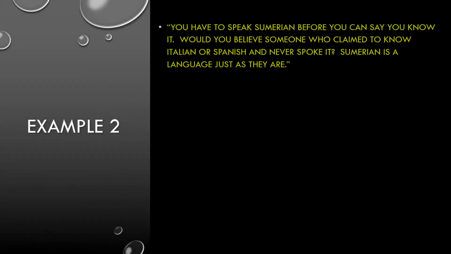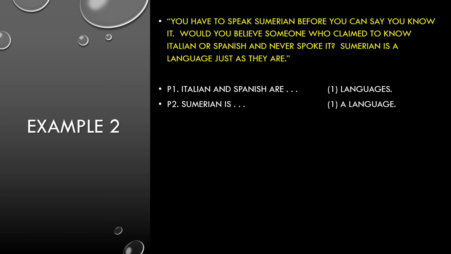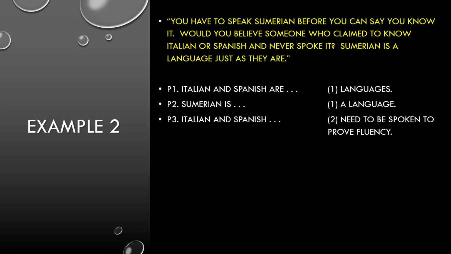Another example to illustrate this. You have to speak Sumerian before you can say you know it. Would you believe someone who claimed to know Italian or Spanish and never spoke it? Sumerian is a language just as they are. Break it down like we did before. Premise 1: Italian and Spanish are languages. That's our sample. Premise 2: Sumerian is also a language. That's our target. Premise 3: Italian and Spanish need to be spoken to prove fluency. And therefore, my conclusion: Sumerian needs to be spoken to prove fluency.